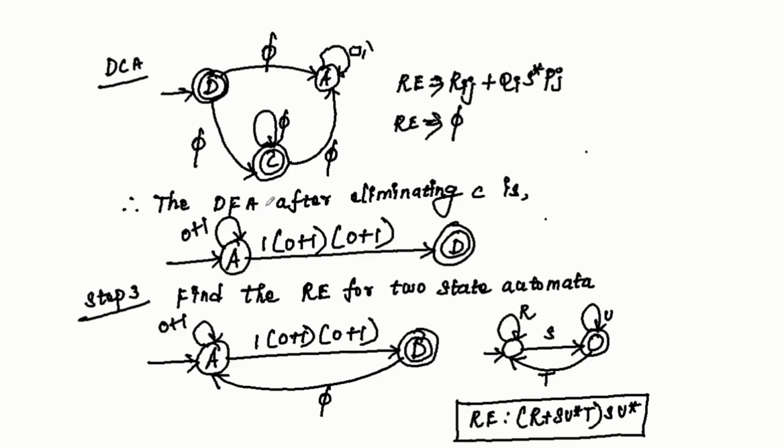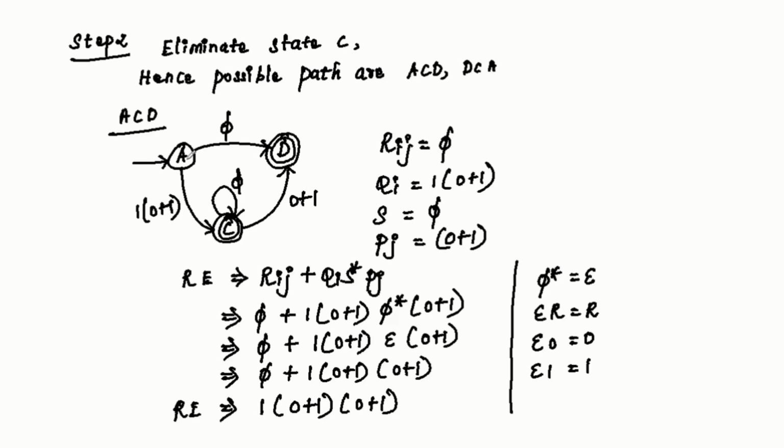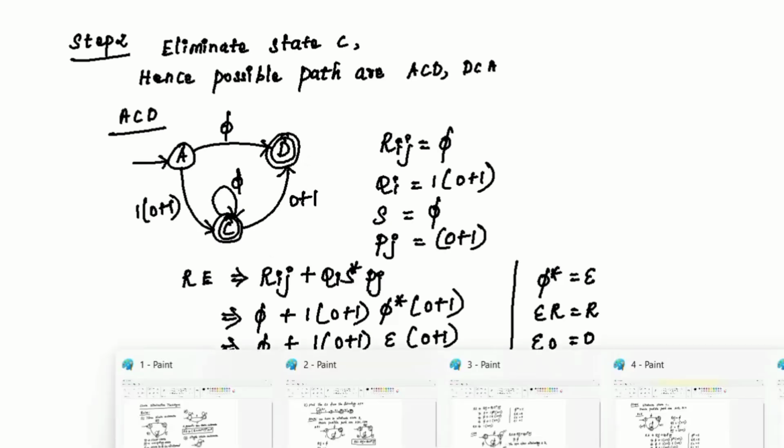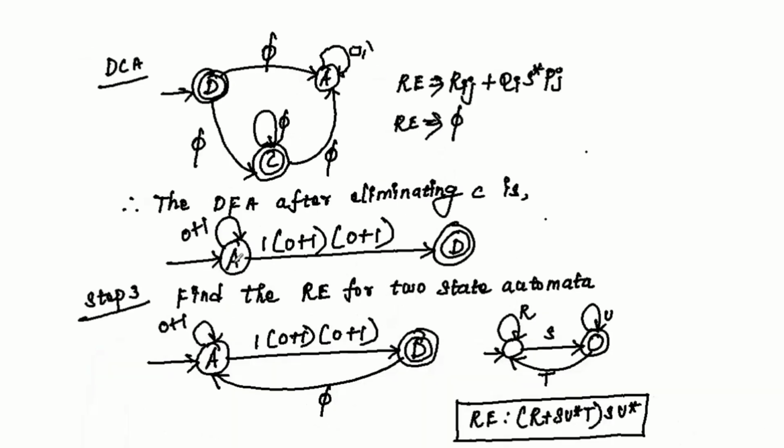Therefore, the deterministic finite automata after eliminating capital C is, look at the previous step, the path from A to D after eliminating the intermediate state capital C, we got the regular expression 1 of 0 plus 1, 0 plus 1. So, the transition for A to D is 1 of 0 plus 1, 0 plus 1. Here you write the regular expression. A to D is 1 of 0 plus 1, 0 plus 1. Next possible path is DCA. D to capital A, after eliminating the intermediate state capital C, we get null. Leave it alone.